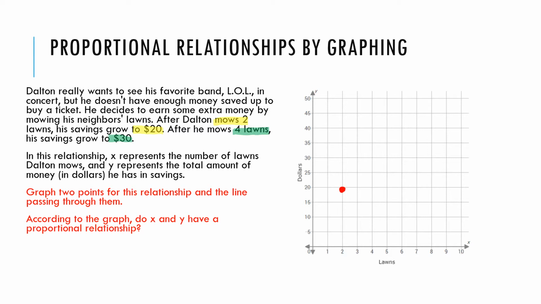And then after he had mowed 4 lawns, his savings grew to $30. Find you a straight edge and connect those points. Remember, it's okay if you extend it beyond the points.